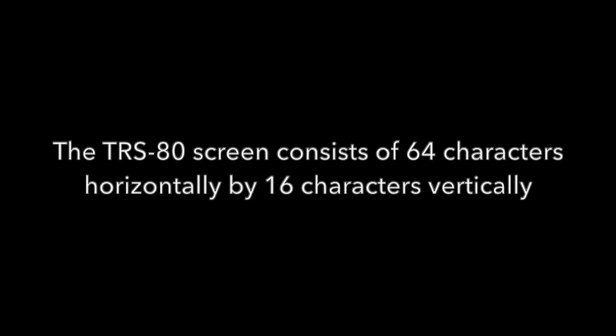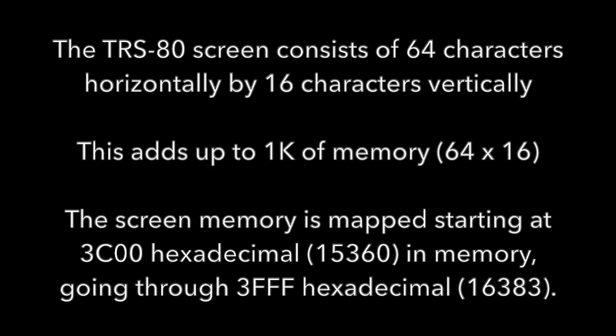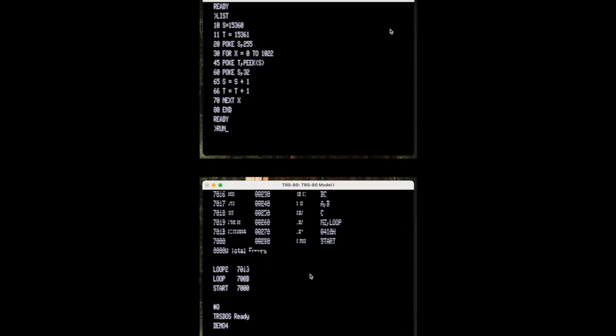The video display on the TRS-80 Model 1 consists of 64 characters horizontally by 16 characters vertically. That adds up to 1K of memory. The screen is mapped to memory starting at 3C00 hex or 15360. You've seen that number in my programs. And then goes 1K later to 3FFF or 16383.